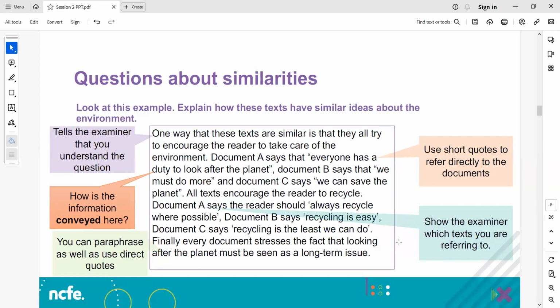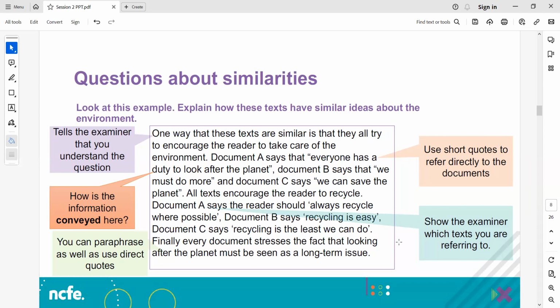So document A says that everyone has a duty to look after the planet. Document B says we can do more, and document C says we can save the planet. So they've used short quotes, and they've got those speech marks in, so you need to remember to use those to show that you are quoting. And they've given a short quote from every document that has a similar meaning. Everyone has a duty to look after the planet. We must do more. We can save the planet. So they're showing similar quotes from each of the different documents or texts.